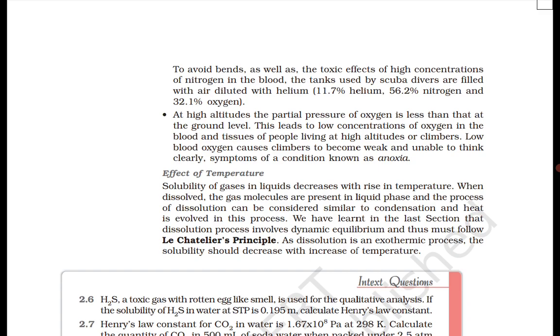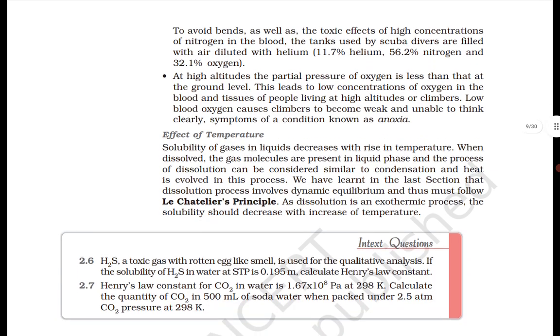At high altitudes, the partial pressure of oxygen is less than that at ground level. This leads to low concentration of oxygen in the blood and tissues of people living at high altitudes or climbers. Low blood oxygen causes climbers to become weak and unable to think clearly, symptoms of a condition known as anoxia.